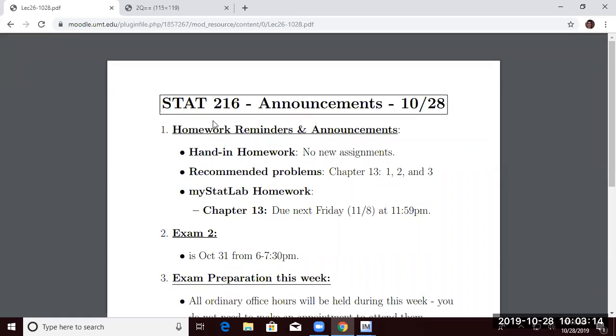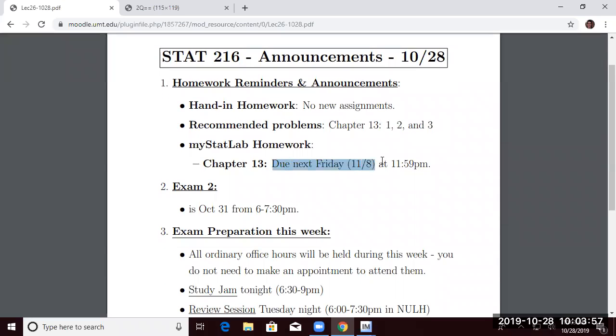All right, so let's go ahead and do some announcements. As always, try to keep the talking down to a minimum when we're doing the lecture stuff, just for everybody's sake. No new assignments, so no hand-in this week. The recommended problems are just the first 3 in chapter 13. If you're looking for more problems, you could start on the chapter 13 online homework. Do the ones that aren't about confidence intervals. I made the whole assignment due next Friday, because some of them are about confidence intervals, and I didn't want you to have to cram that right before the test.